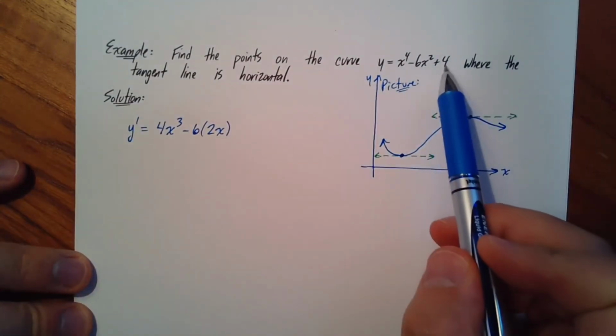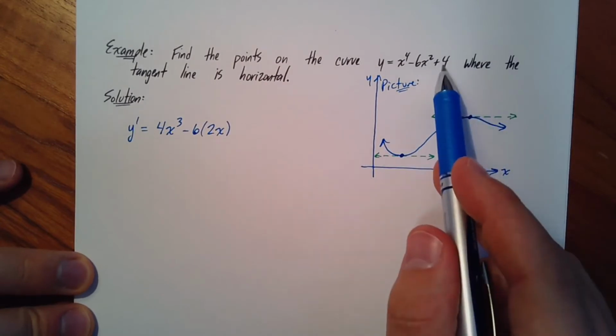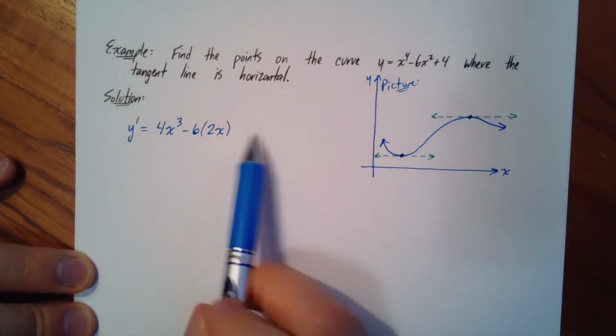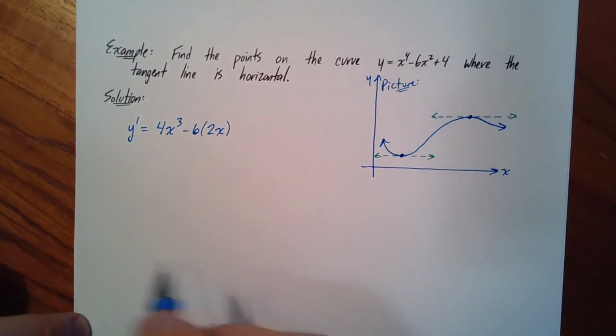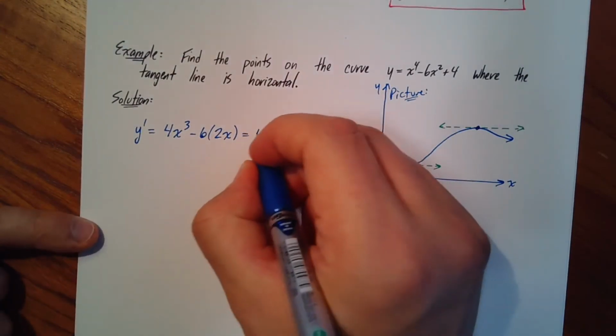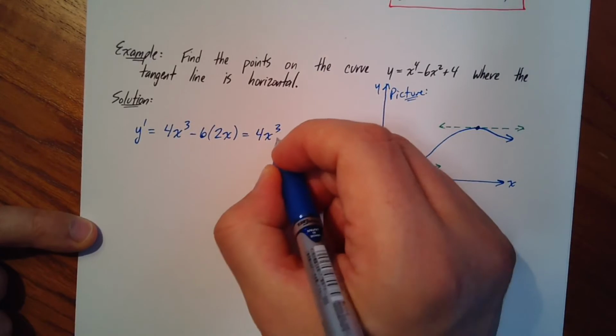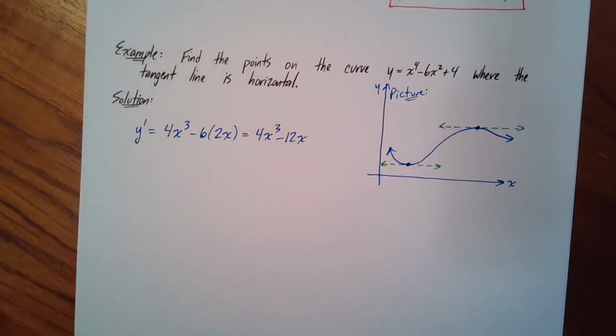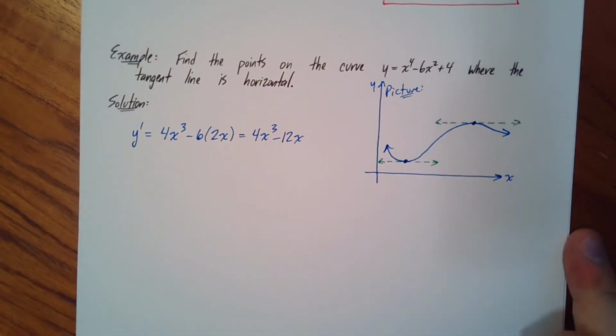Okay, and then the plus 4, that's a constant, so that'll be 0. If you take its derivative, again, I won't write the plus 0. I won't do that anymore. It's not necessary. So, okay, so what do we get? We get 4x cubed minus 12x. So that's your derivative.